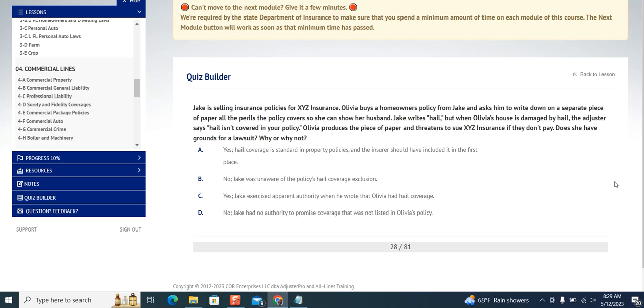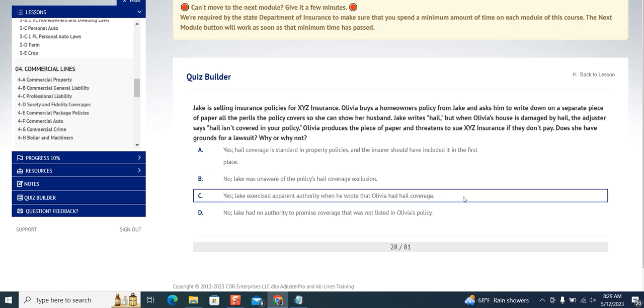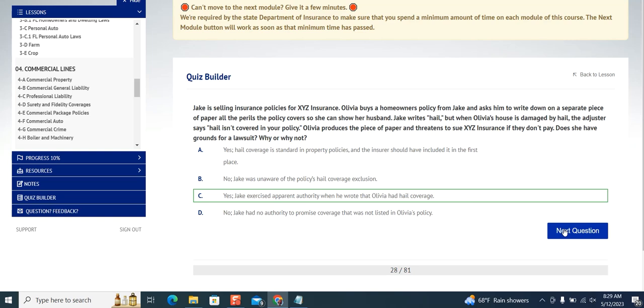Well, he wrote hail, so yes. Hail coverage is standard in property policy, and the insurance should have it included in the first place. Let me go with C. Yes, Jake exercised apparent authority when he wrote that Olivia had hail coverage. Who is Jake? Jake is selling insurance. So Jake is the insurance agent. Jake writes hail, so he gave the authority. So it's got to be C. He wrote it down.